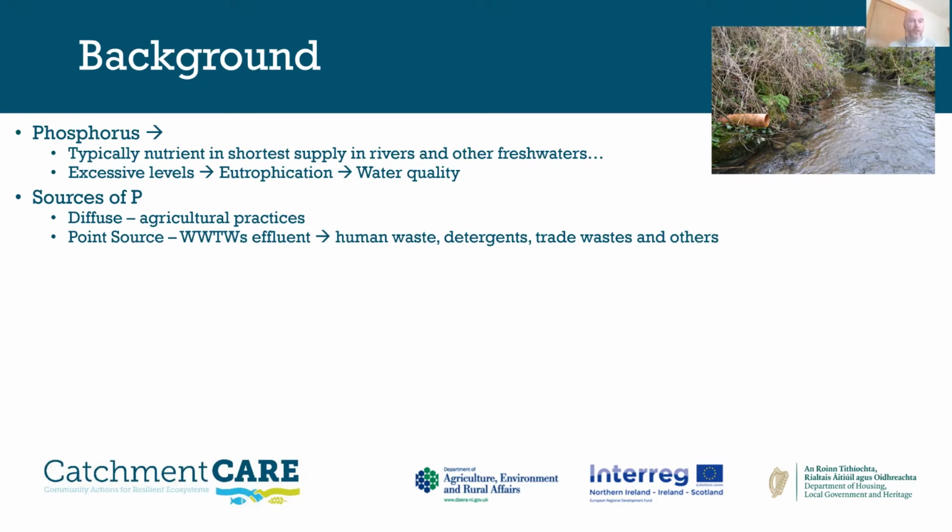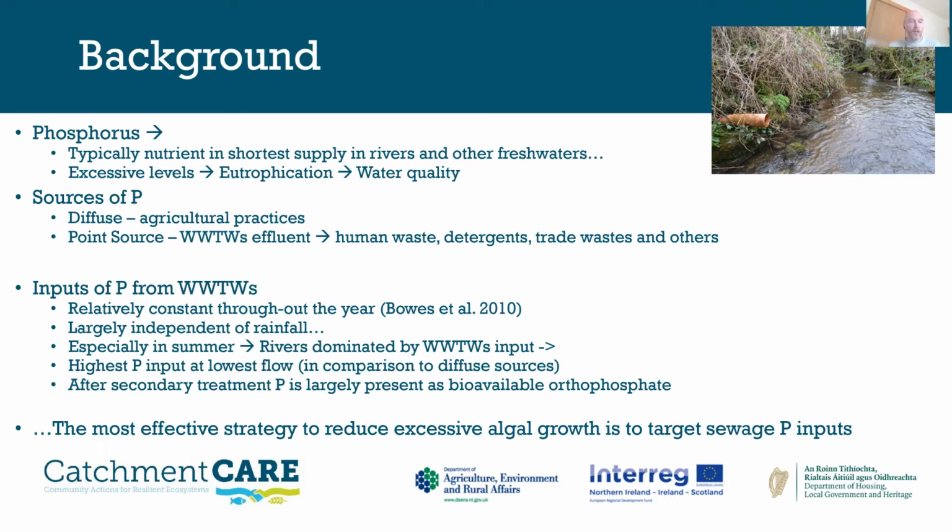There are two main sources of phosphorus. There's diffuse, which typically come from agricultural practices. So this is leaching from fields following the addition of fertilizer. And then point sources are typically from wastewater treatment works effluent. And this effluent is made up of human waste and detergents and trade wastes and others. So, in contrast to diffuse and agricultural sources, inputs of phosphorus from wastewater treatment works are relatively constant throughout the year, and they're largely independent of rainfall.